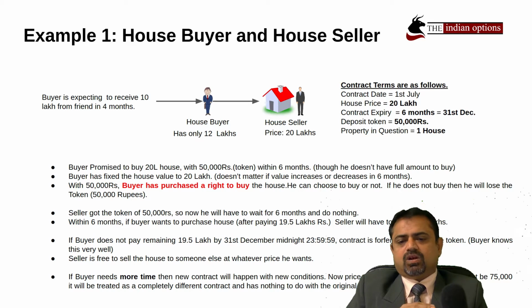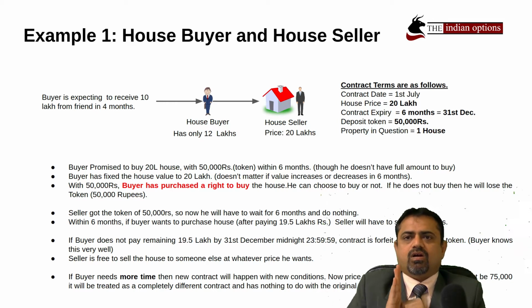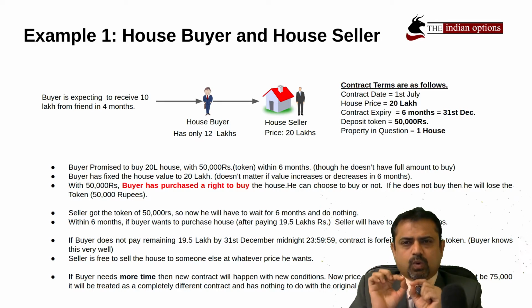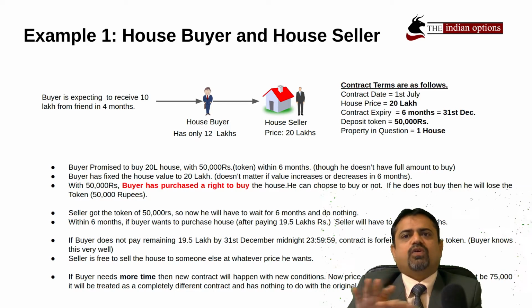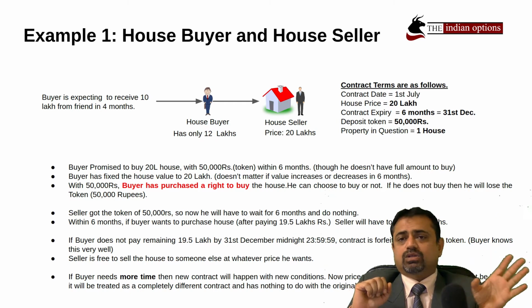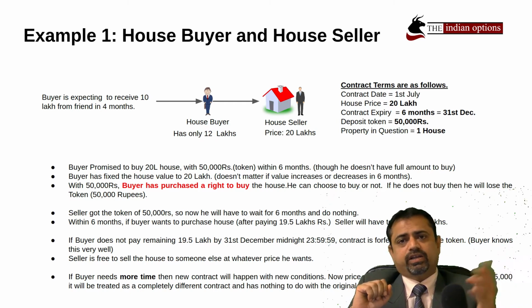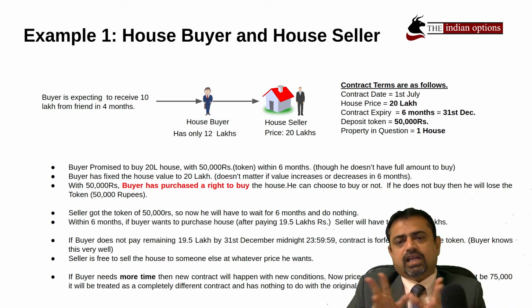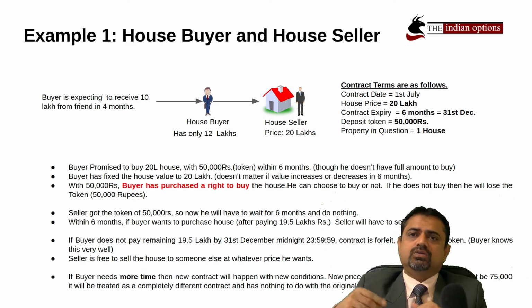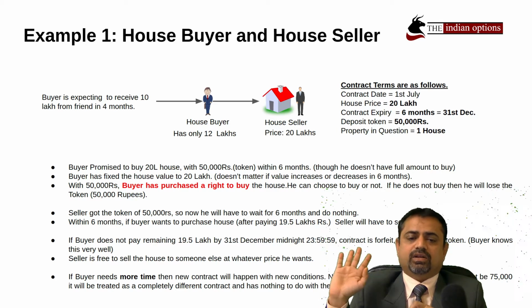Now if the buyer does not pay the remaining 19.5 lakh by 31st of December midnight, 23:59:59, that 1 second is also important, the contract is forfeit. So the buyer will lose the token, and the buyer knows this very well. Whenever he did the contract, he knew this. And the seller is free to sell his house to somebody else. The seller can make a contract with somebody else. Now the price can be anything that they want, right?